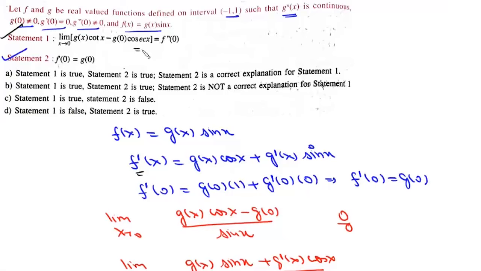Now value of this limit is equal to 0, which is also the value of f double dash 0. But these two results, they are not correlated. So basically both the statements are correct, but statement 2 is not a correct explanation of statement 1. So the answer is this option B.